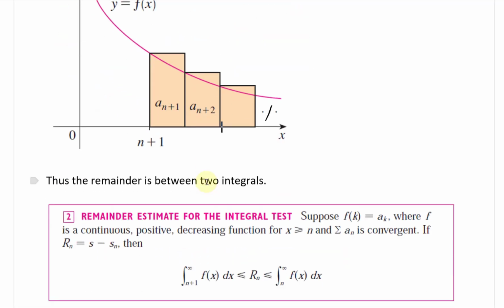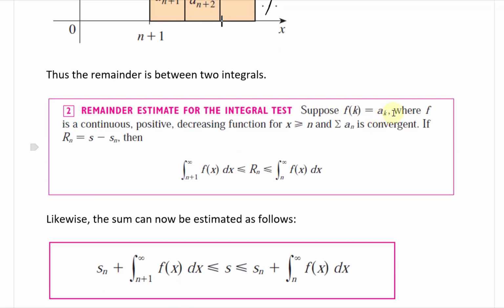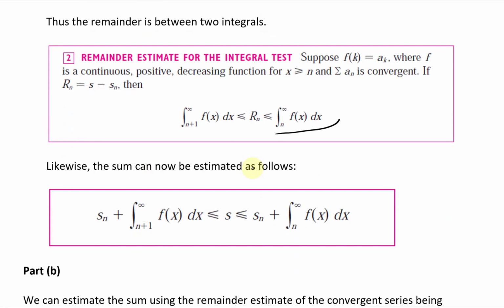So thus the remainder is between two integrals, and here is the remainder estimate for the integral test. Suppose f(k) equals a_k, where f is a continuous, positive, decreasing function for x greater than or equal to n, and the series, the summation of a_n, is convergent. If R_n, the remainder, is equal to s minus s_n, then the remainder is going to be less than the integral from n to infinity of f(x) dx, and greater than the integral from n plus 1 to infinity of f(x) dx. So that's the remainder.